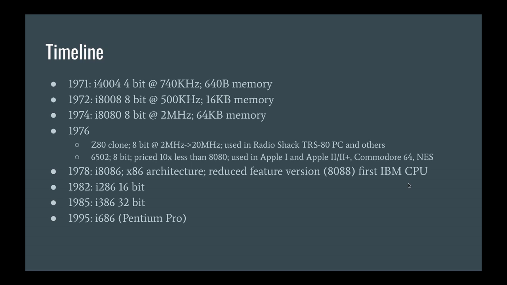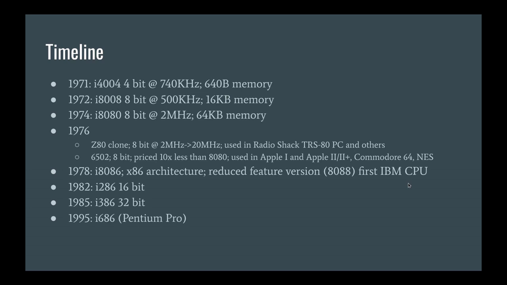In 1978, the 8086 came out. This was the start of the x86 architecture. If you ever see CPUs listed as x86 or x86-64, this is the original precursor to all of those back in 1978. It had a reduced feature version, the 8088, which was put into the first IBM CPU.